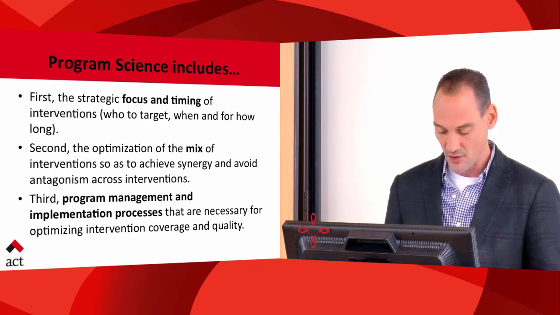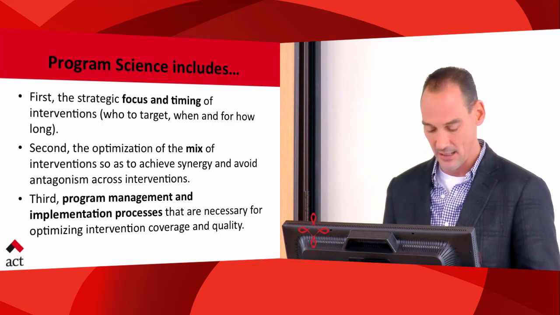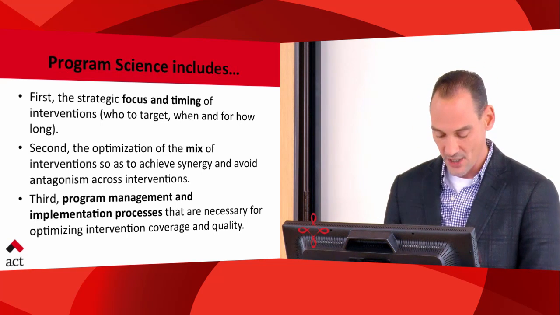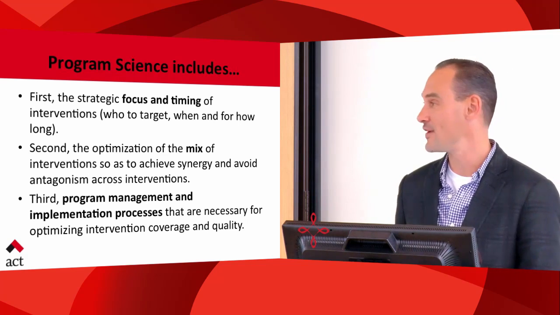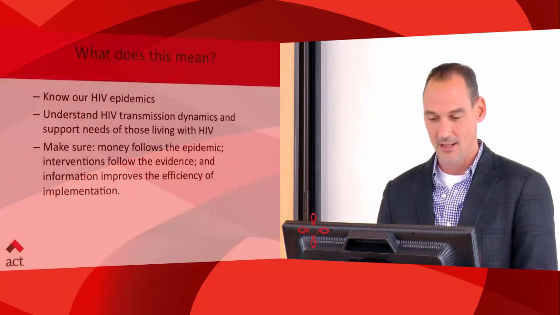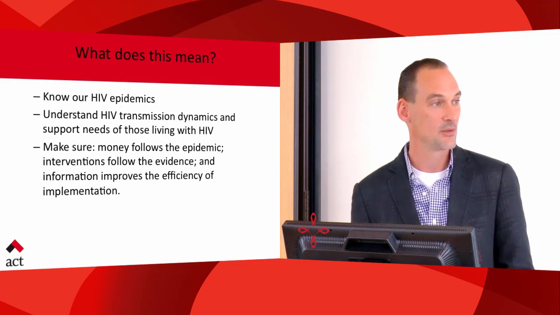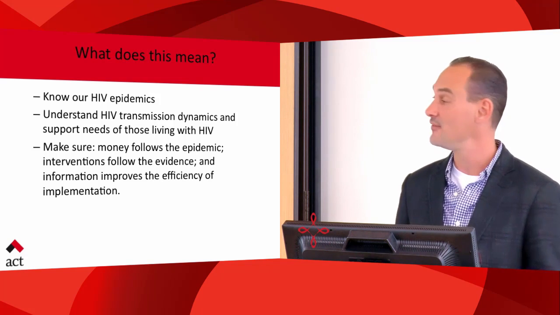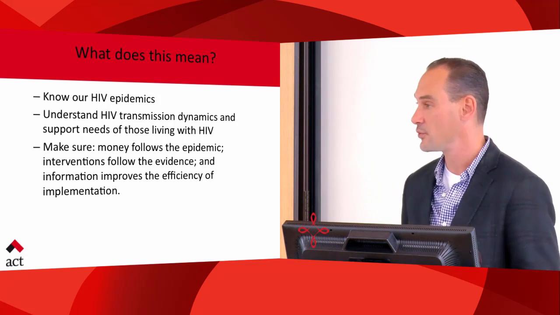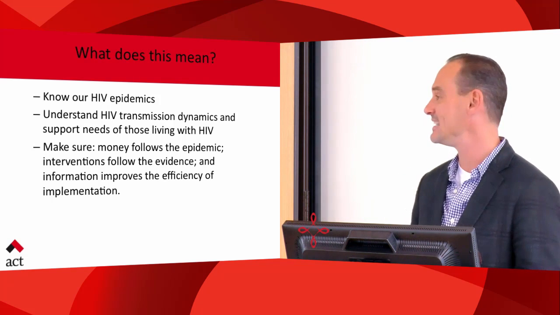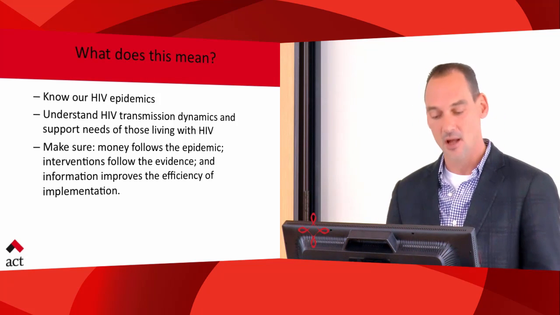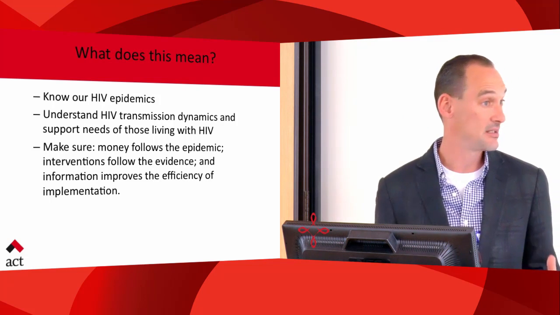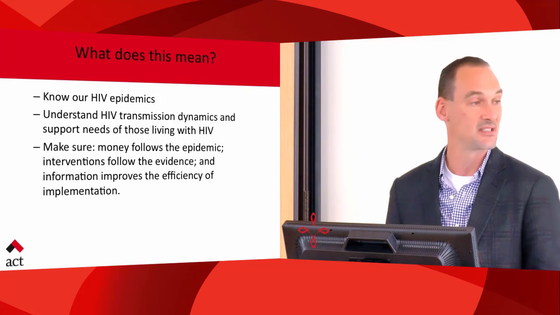So program science, for me, integrates different spheres of practice, including strategic planning, policy development, program implementation, program management, monitoring, and evaluation. So practically, for those of us working in the community, what does this mean? I would say we need to know our HIV epidemics, and we need to know as organizations who we are serving or who we want to serve. We also need to understand HIV transmission dynamics, and also, for those of us who are developing and implementing support programs, understanding the needs of those we serve who are living with HIV. And based on that, making sure that resources, often money, follows the epidemic, that the interventions follow evidence, and that the information improves the efficiency of the implementation.